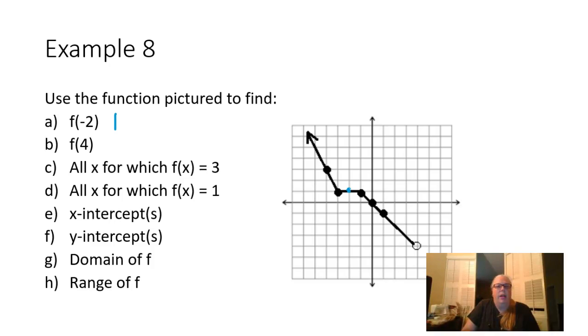Part B, f of +4. So when x is equal to 4, what is y equal to? Let's find out. 1, 2, 3, 4. We follow the graph down. I come to this open circle right here. That means that there is no y value that goes with 4 because 4 is not included in the domain. So this one is undefined.